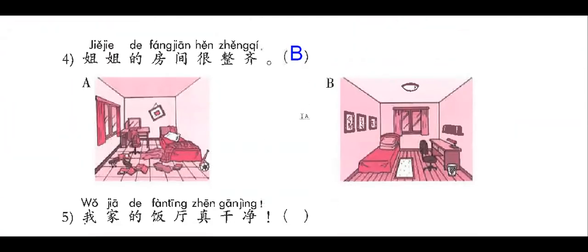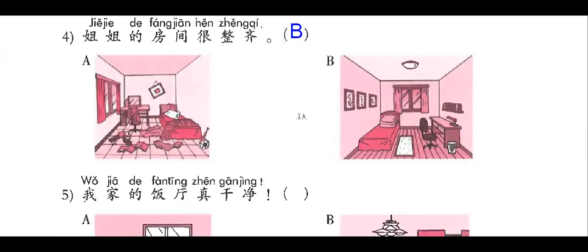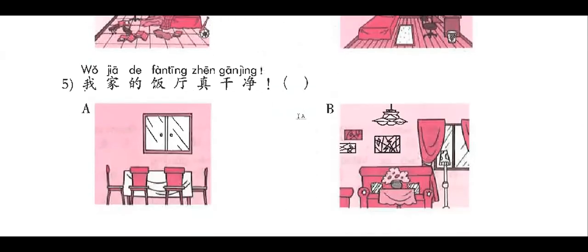We continue with the next sentence, number 5, okay? 我家的饭厅真干净. The dining room in my house is very clean. So the key word here is 饭厅, dining room, the place we eat, okay?